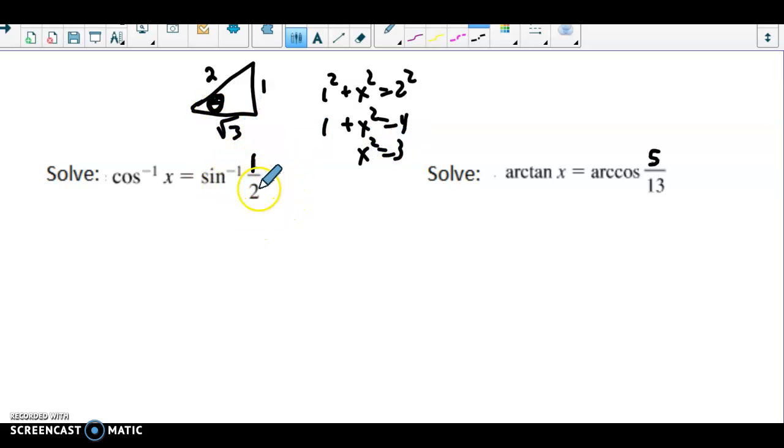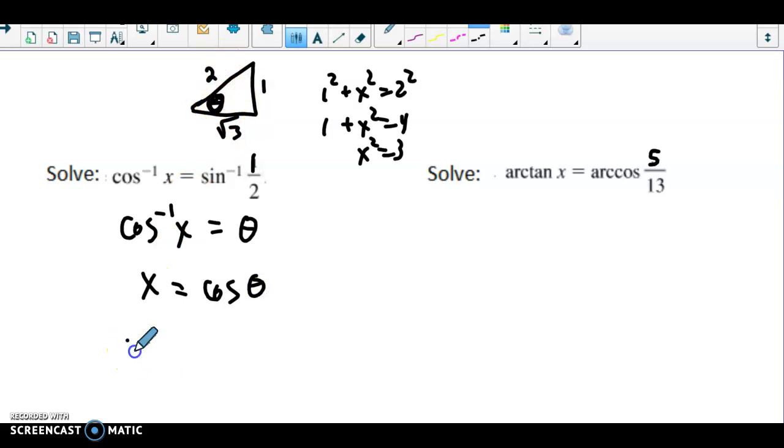Since the inverse sine is of 1/2, we're obviously in the first quadrant because I'm positive. Okay, sine inverse is in the first and fourth quadrant. I'm not down in the fourth quadrant where I'm negative. So I want to know cosine inverse of x equals theta. So I'm taking the cosine of both sides. I want to know x equals the cosine of theta. Well, the cosine of this angle is square root of 3 over 2.